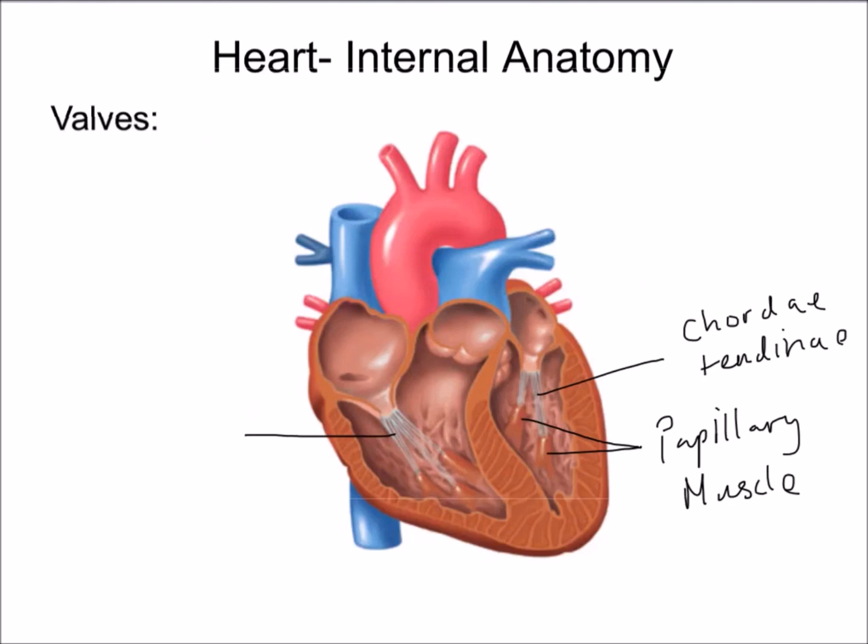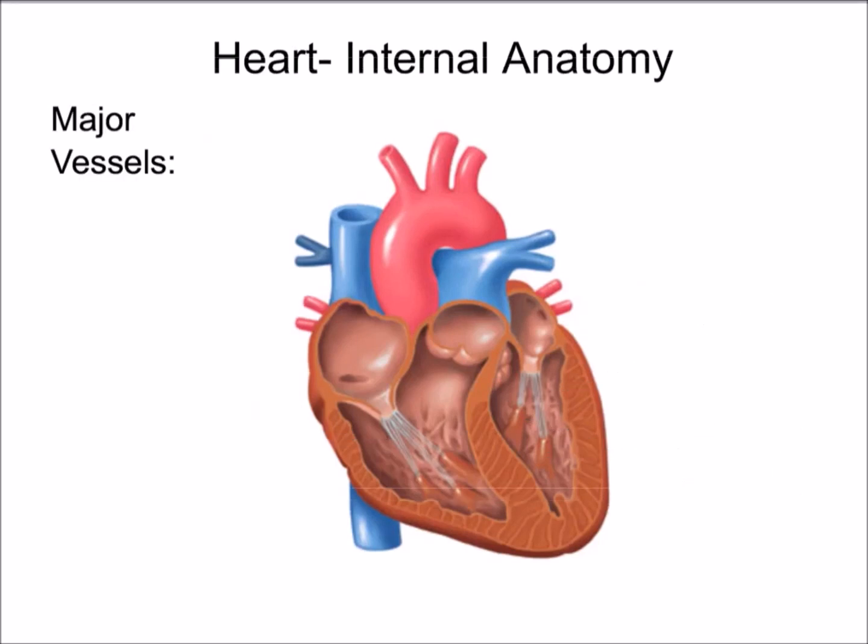Alright, so just to reiterate, the function of a valve is to prevent blood from flowing backwards. The major vessels that come off of the heart are either going to transport blood to the heart or transport blood away from the heart. A long time ago, back in your early days, you probably were told that arteries are vessels that carry oxygen-rich blood, and veins are blood vessels that carry oxygen-poor blood.